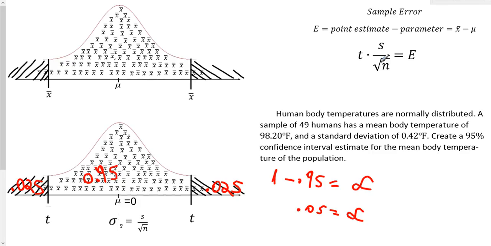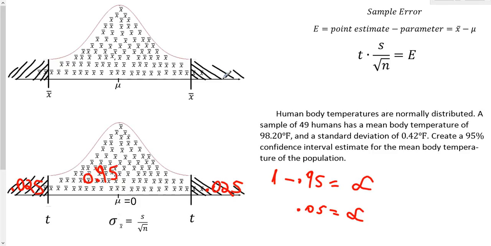And then we're going to use this formula right here to change these two values for t into values for x bar, okay? And those values are going to be bounds for mu. So I'm going to have a lower bound for mu and an upper bound for mu. The upper bound is going to be the 97.5 percentile of sampling means. 0.95 plus 0.025 is going to be the 97.5 percentile of sample means.